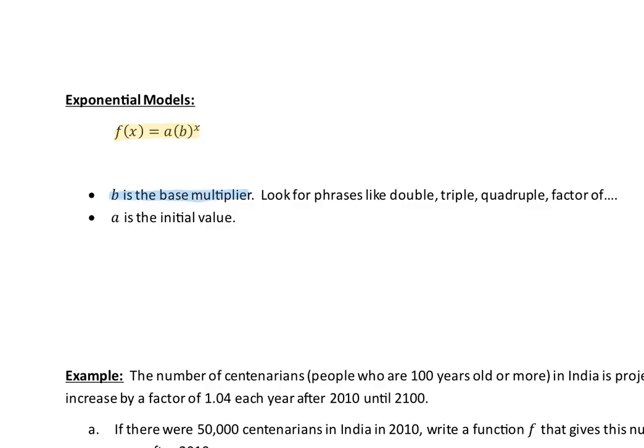And when we talk about what number we're going to pick for b, what we're looking for is phrases like double, triple, quadruple, factor of. Anything like that implies that we are multiplying continuously. The second value that we need is the initial value. And remember, this is the number that we're going to have in the front. All right, so we're just going to look at a basic example of an exponential model to start us off with.